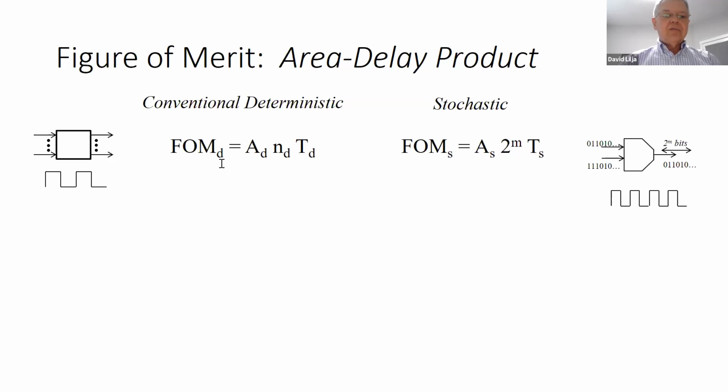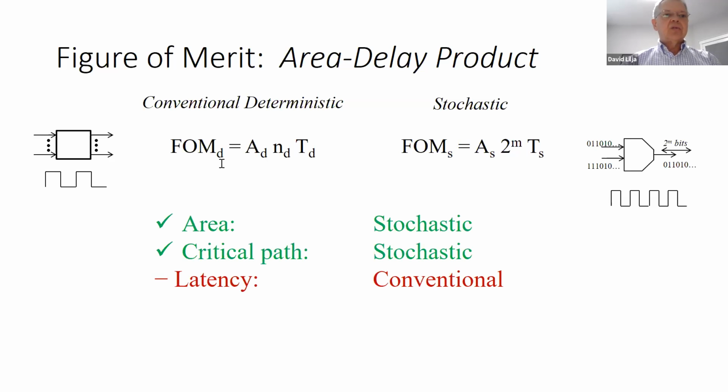The advantage the stochastic system gets is in area. As I mentioned, this is very cheap to implement. I have AND gates doing multiplications, multiplexers doing additions. Since I have very small circuits, the critical path delays are very small, but where I lose is in the latency. The conventional circuit has much better latency than the probabilistic, the stochastic circuit.